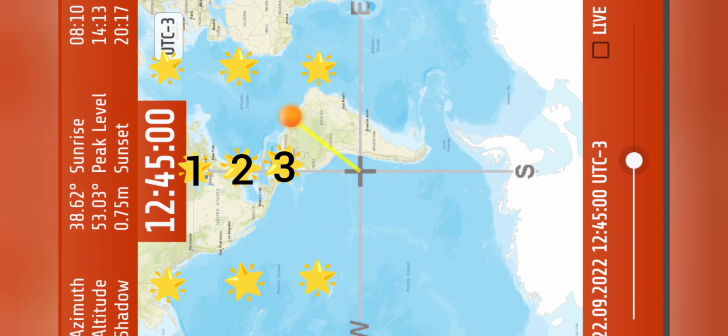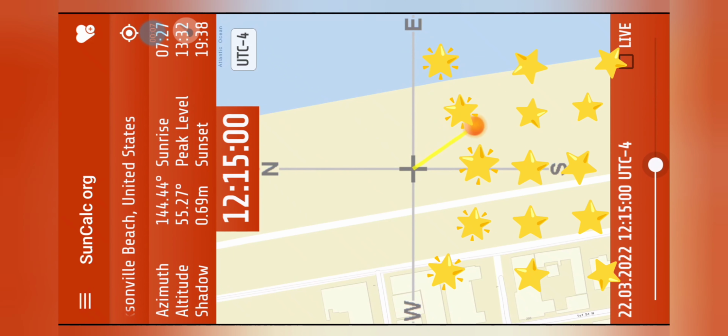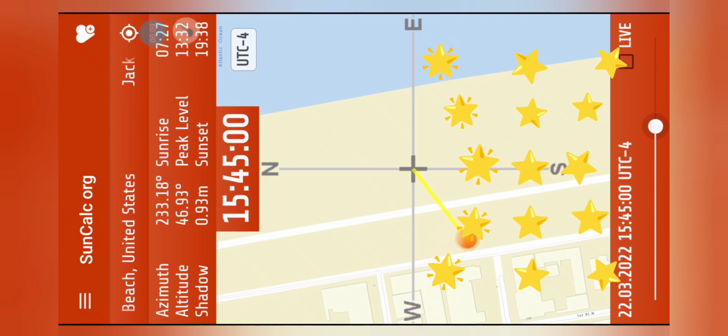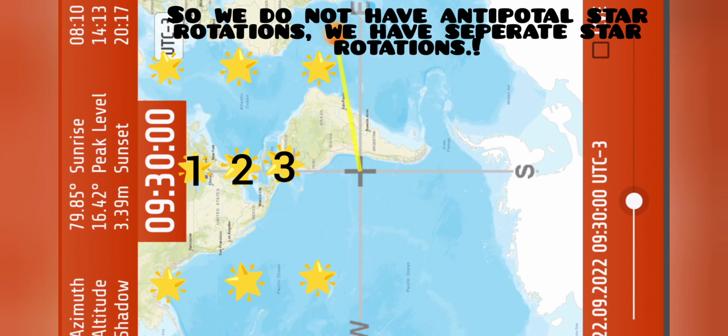So we are measuring angles of stars that are moving away from each other. This isn't optical. We can measure the shadows deviating away from each other, meaning there's more than one star trail. This can't work on a globe.